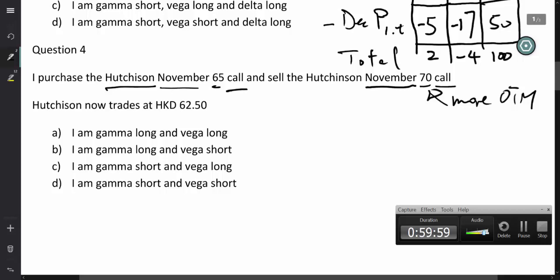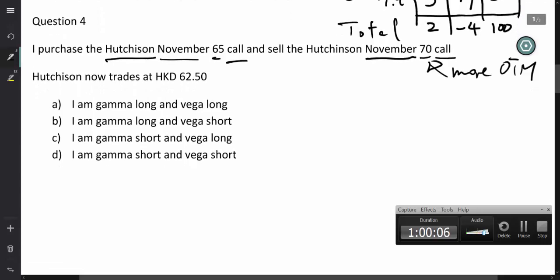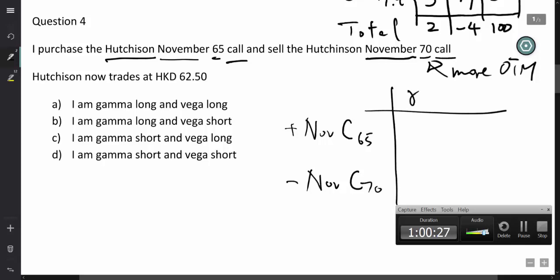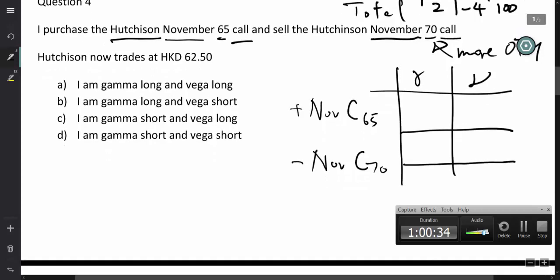Okay, so here's a question of what do you do when you are dealing with two options that are both of them out of the money. Now, so I'm long the November call, 65. I'm short the November call, 70. And I want to know what their gammas and vegas actually look like. So like I said to you, for my own comfort, I like putting real numbers down, okay? So let's say the gamma of this is like near the money, is what I like to call it, or nearer, near the money.